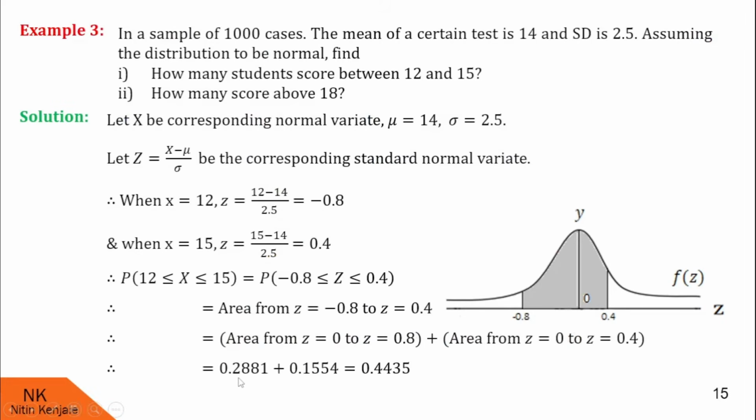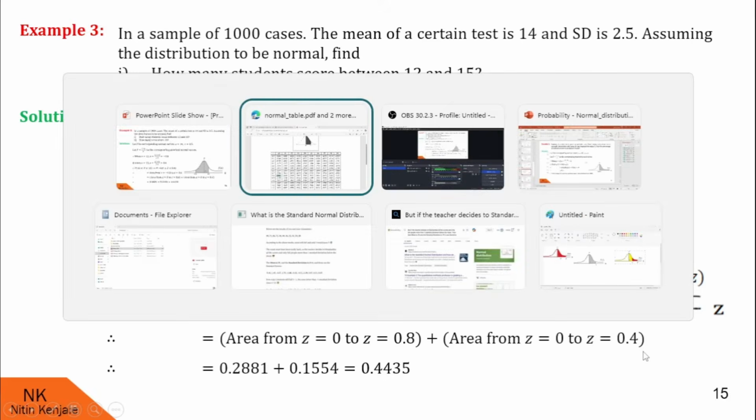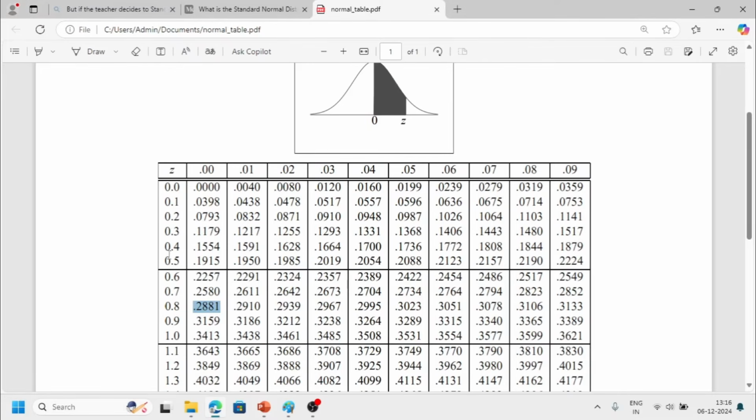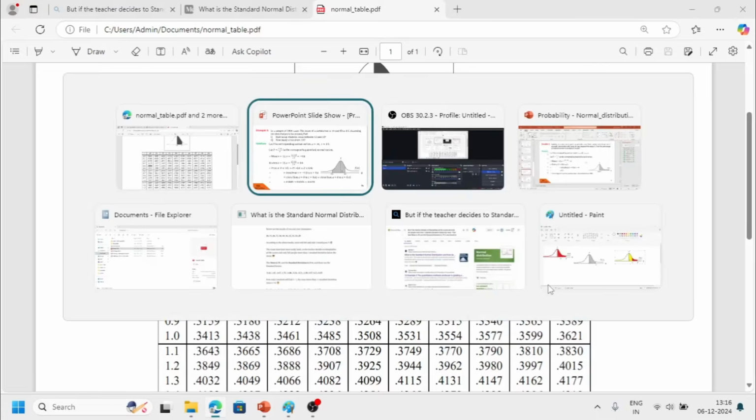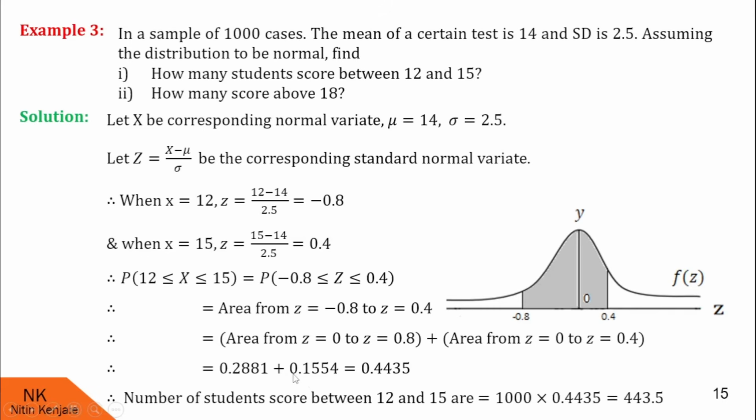So this is 0.2881, the first value. Now we calculate the area from z equal to 0 to 0.4. Look for 0.4 in this table. So its value is 0.1554. Finally, we add these two values to get 0.4435.